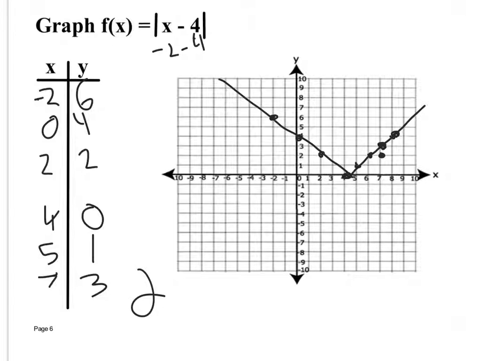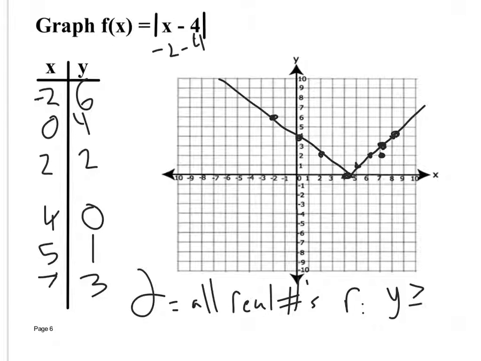What would be my domain for this? Okay, all real numbers. Just in time. What would be my range for this? What would the y coordinates be? Say again, Richard. All positive numbers. Well, what I would write is y is greater than or equal to 0, because the y gets down to 0, but does it ever go below 0 on the y-axis? No, the smallest y, the smallest range, would be 0. So I write y is greater than or equal to 0. It's any number that's bigger than 0, or 0. All right?